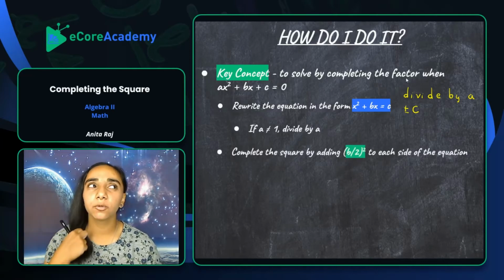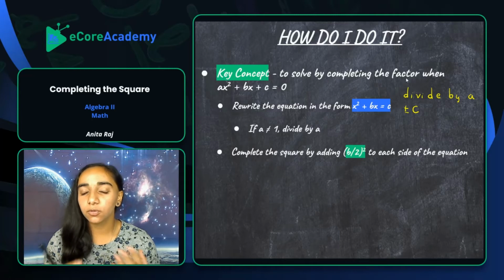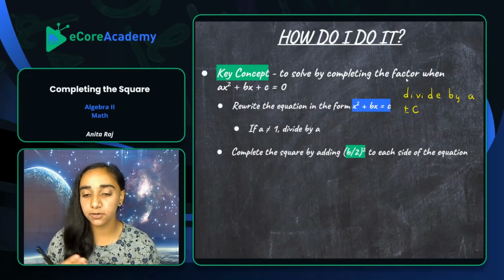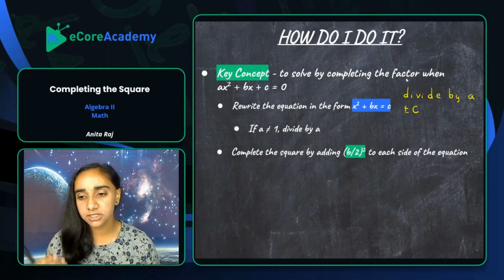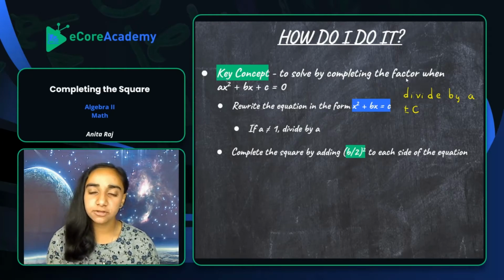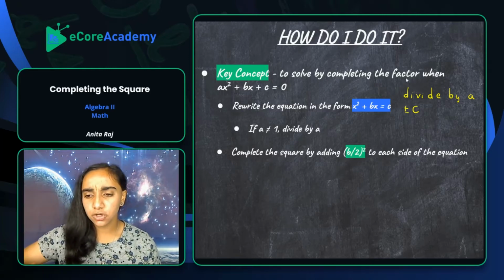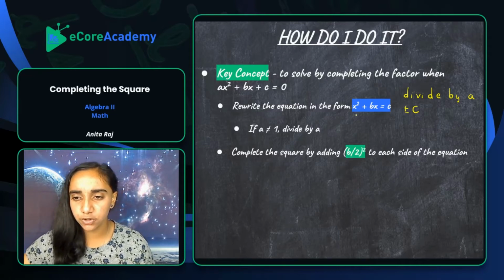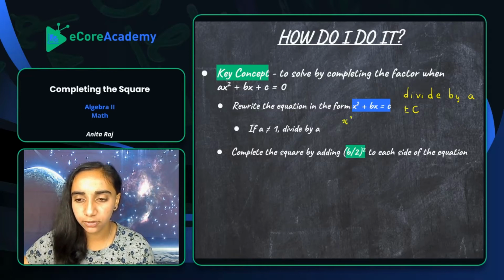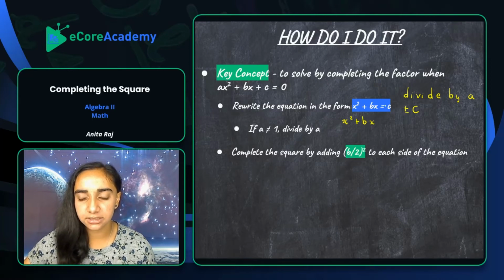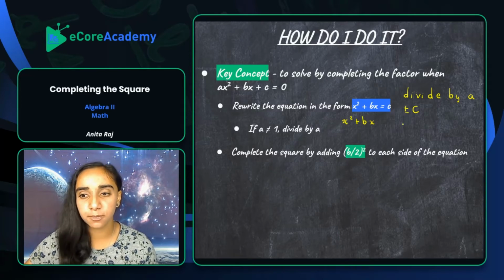Then the place where you're completing the square is right here in this step. So you want to complete the square by adding b divided by 2, and that quantity squared, to each side of the equation. So you're going to have to memorize this: b over 2, that quantity squared. That's pretty easy. As you can see here, you have this x squared plus bx equals c. To complete the square, you need that constant on your left-hand side of the equation, because what you're trying to do is force a perfect square trinomial.